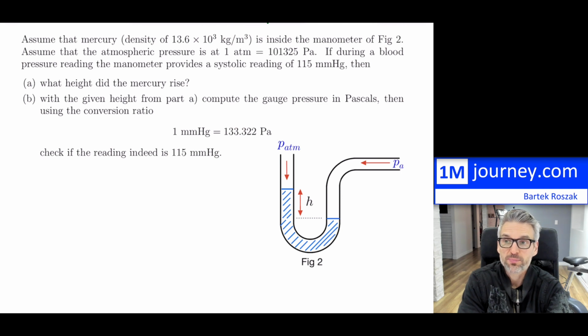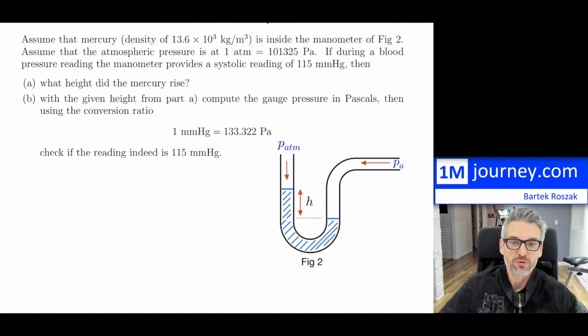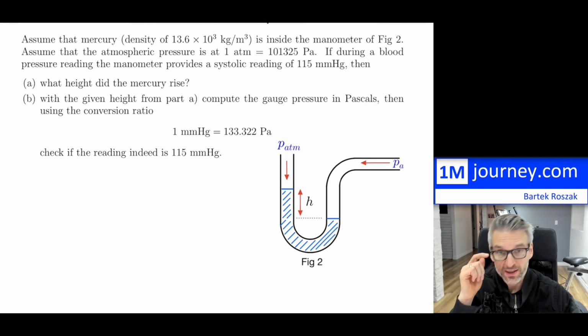If during a blood pressure reading, the manometer provides a systolic reading of 115 millimeters of mercury, it gives us a couple of things to answer. So first, what height did the mercury rise? That's the first thing. Whenever we have a reading of 115 millimeters of mercury, that's the gauge pressure, so that's going to be above the atmospheric pressure that we have.